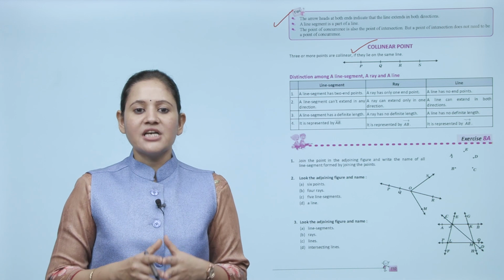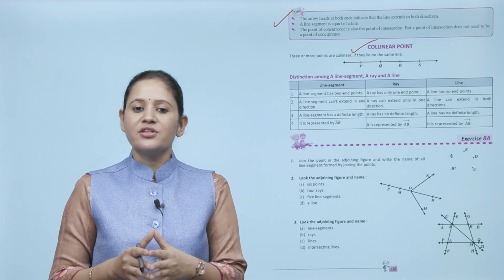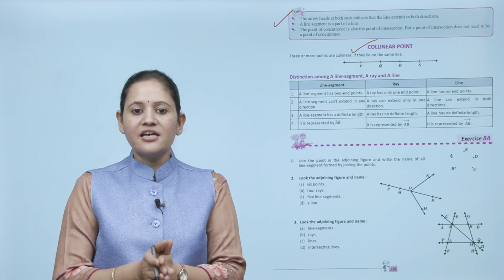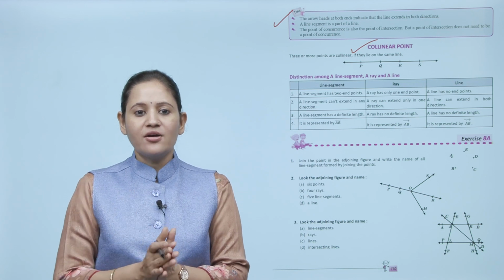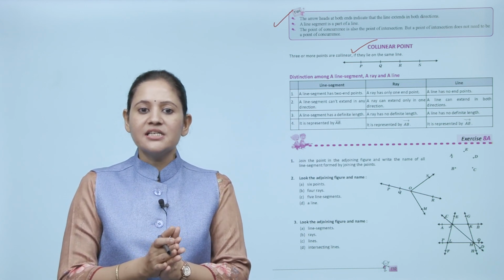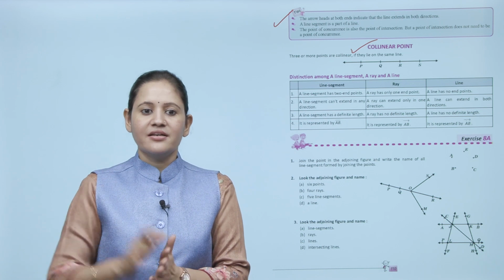Next, collinear points. 3 or more points are collinear if they lie on the same line. Like here P, Q, R, S. All of them are collinear points because they lie on the same line.